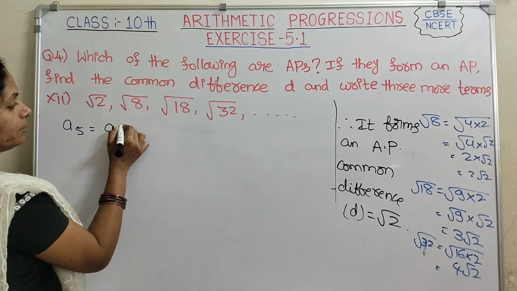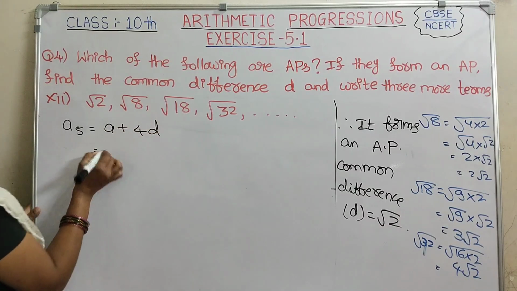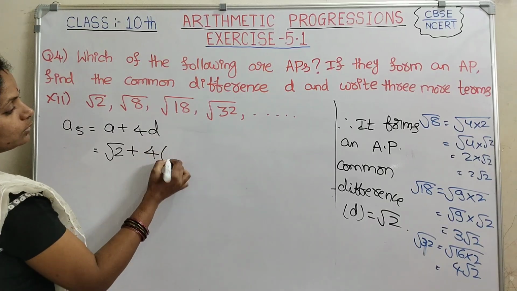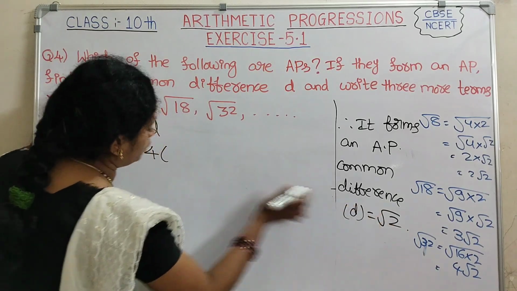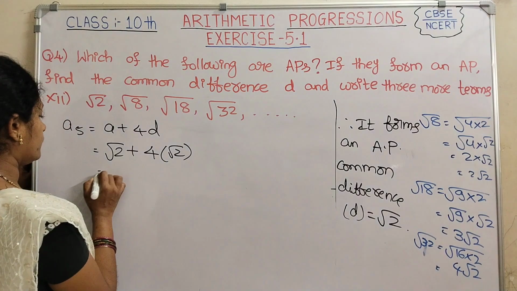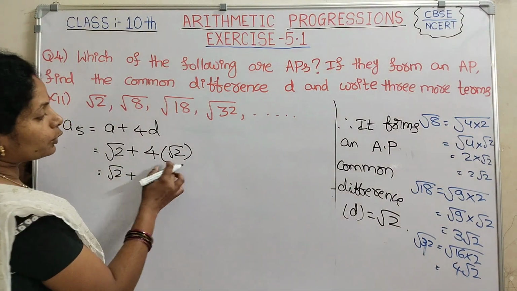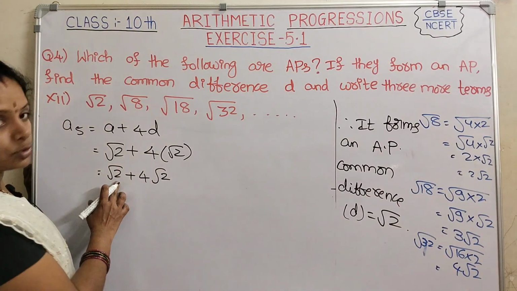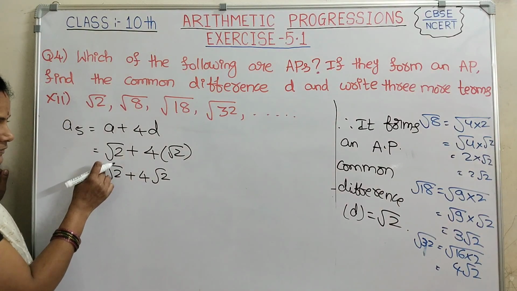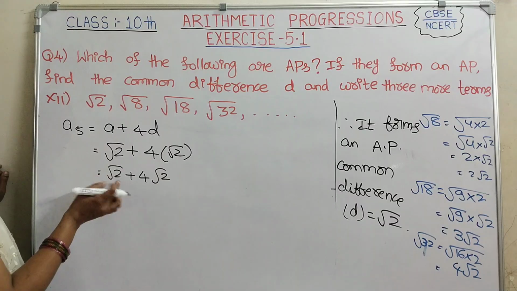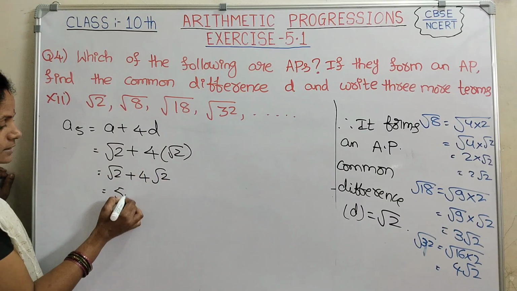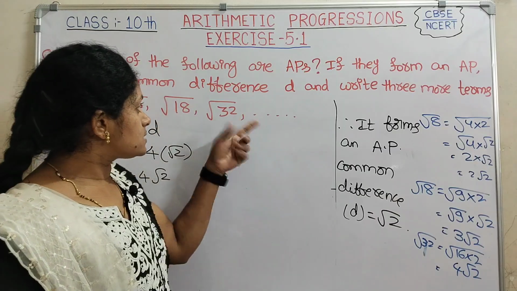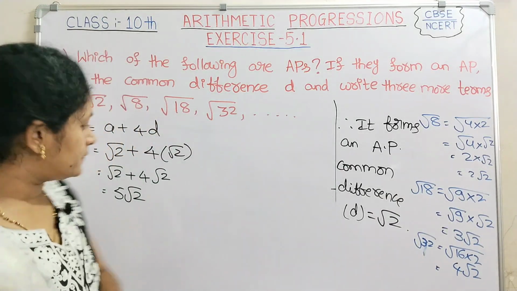A5 equal to A plus 4 into D. A is root 2, that is nothing but the first term, plus 4 into D is how much? Root 2. Root 2 plus 4 into root 2. 4 root 2 plus root 2. Before this, if nothing is there, we can take 1. 4 plus 1, 5. 5 into root 2. Then this way, here the terms are completely in the root.